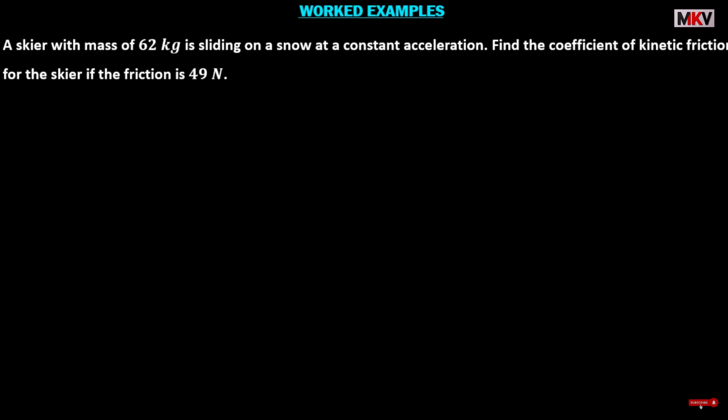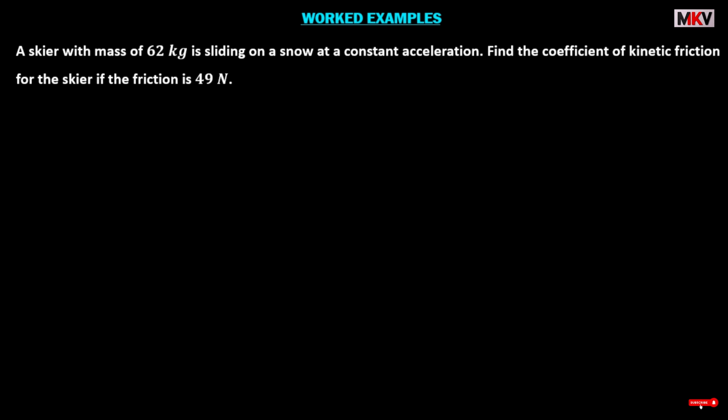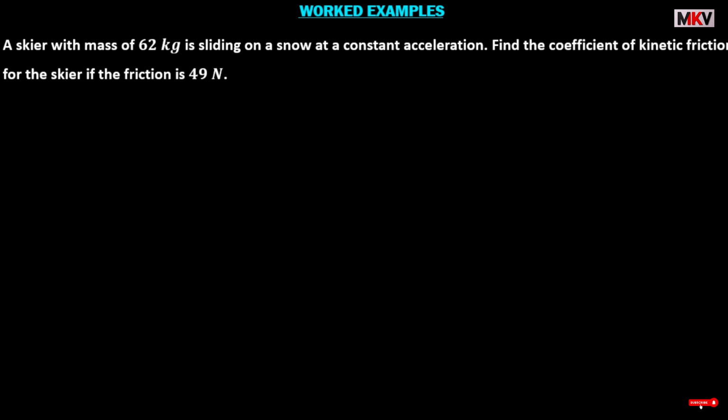Let's look at this problem. A skier with mass of 62 kg is sliding on snow at a constant acceleration. Find the coefficient of kinetic friction for the skier if the friction is 49 newtons. So we have to determine the kinetic friction coefficient if we've been given the friction between the skier and the snow. The friction given here is kinetic friction, since we are determining the coefficient of kinetic friction.